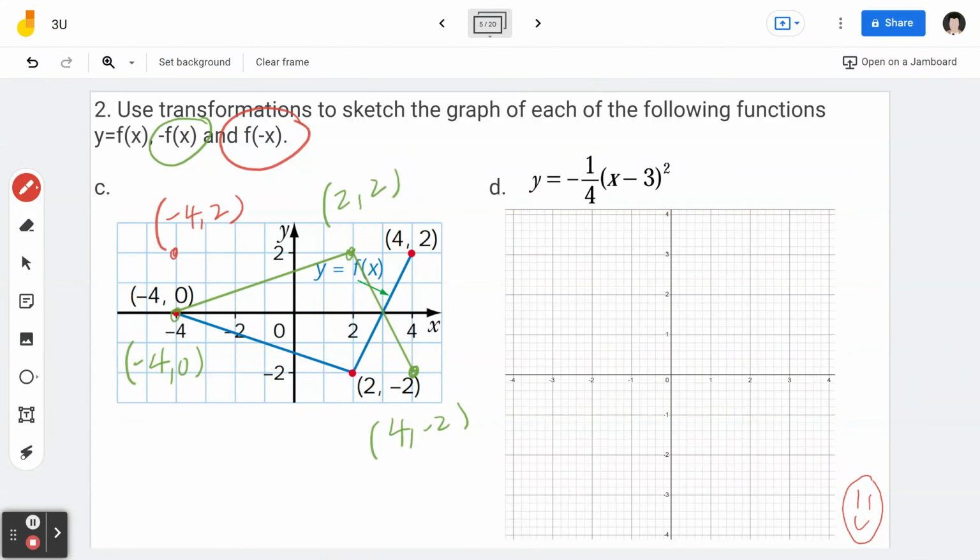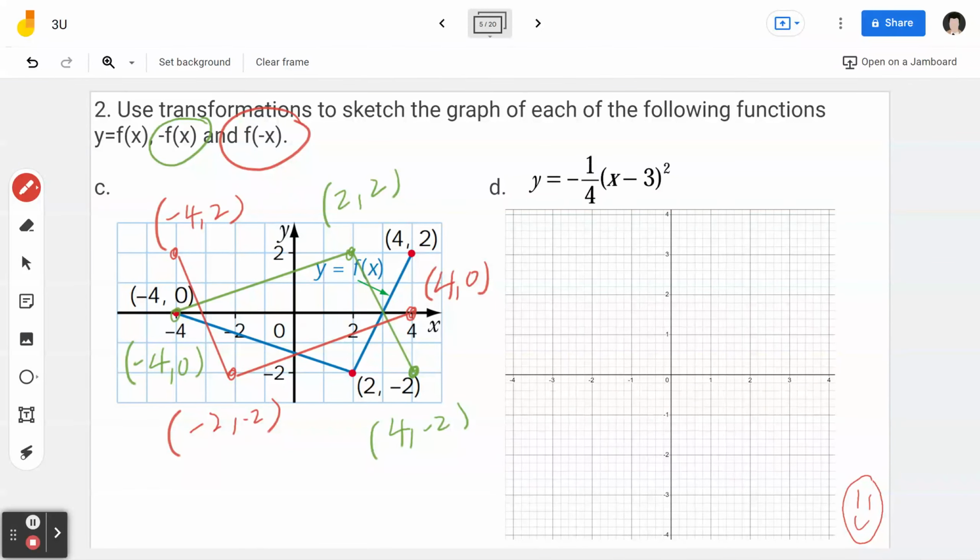Again, if I think about 2, negative 2, this is now going to be negative 2, negative 2. And last but not least, negative 4, 0 becomes 4, 0. And again, I can connect them with a straight line that looks, roughly speaking, something like that.